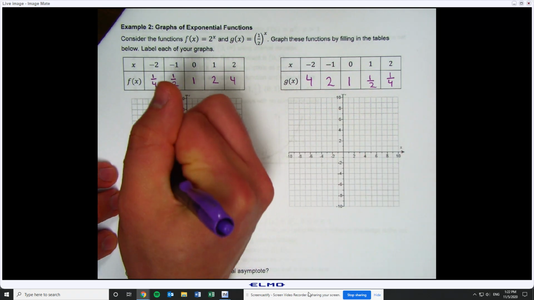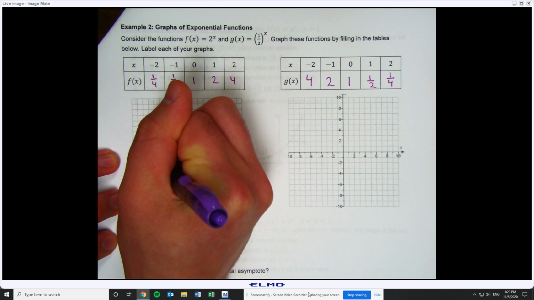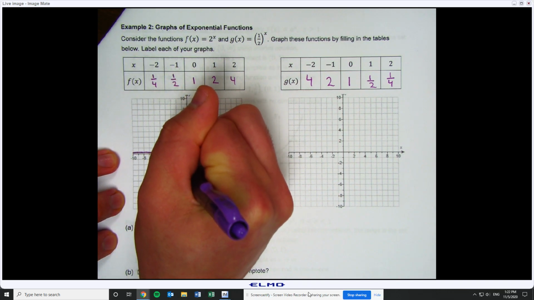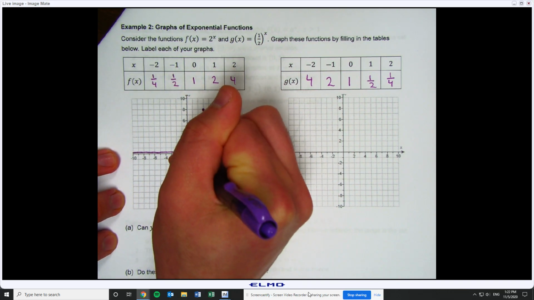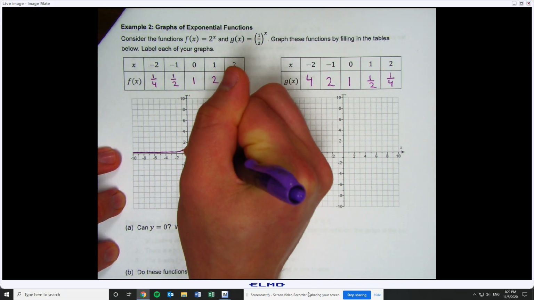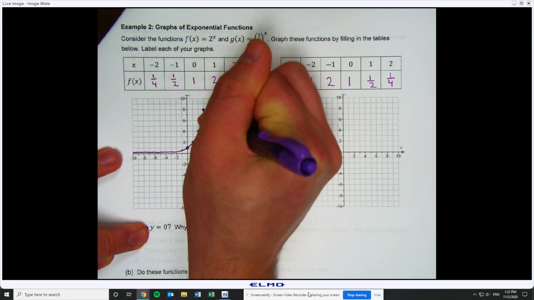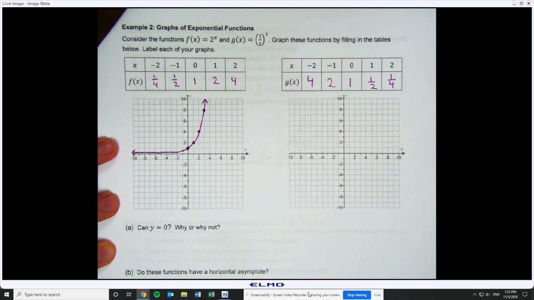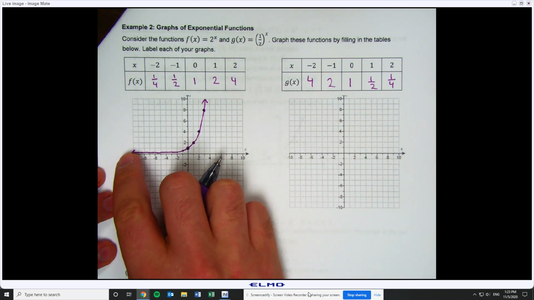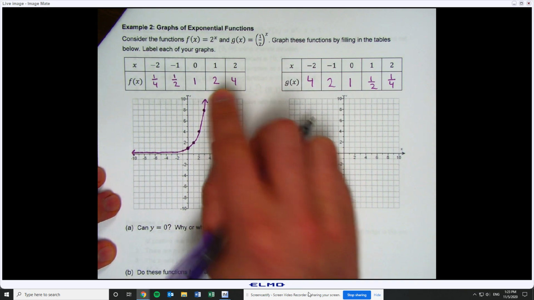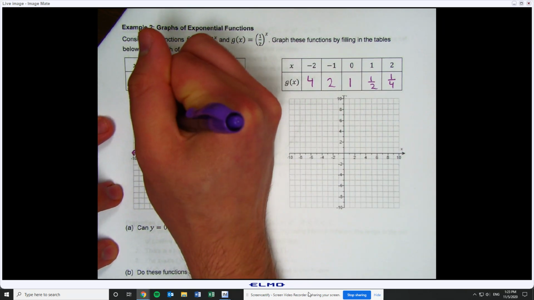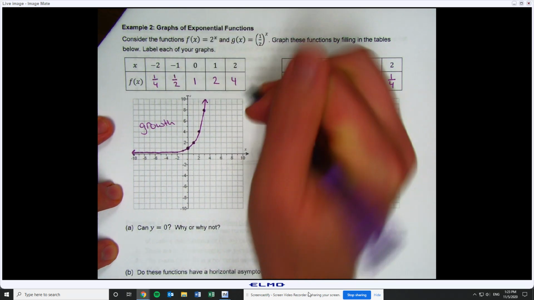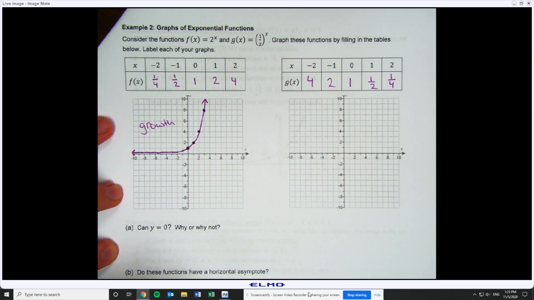That means whenever I draw this graph, I am going to make sure that I never cross or touch the x-axis, because I'm constantly multiplying by the number 2. That means I'm never multiplying by 0. That's my graph for that. Okay, so looking at this, reading from left to right, I start small and then I grow. So this is a growth, which makes sense because by definition, we knew it was going to be a growth.